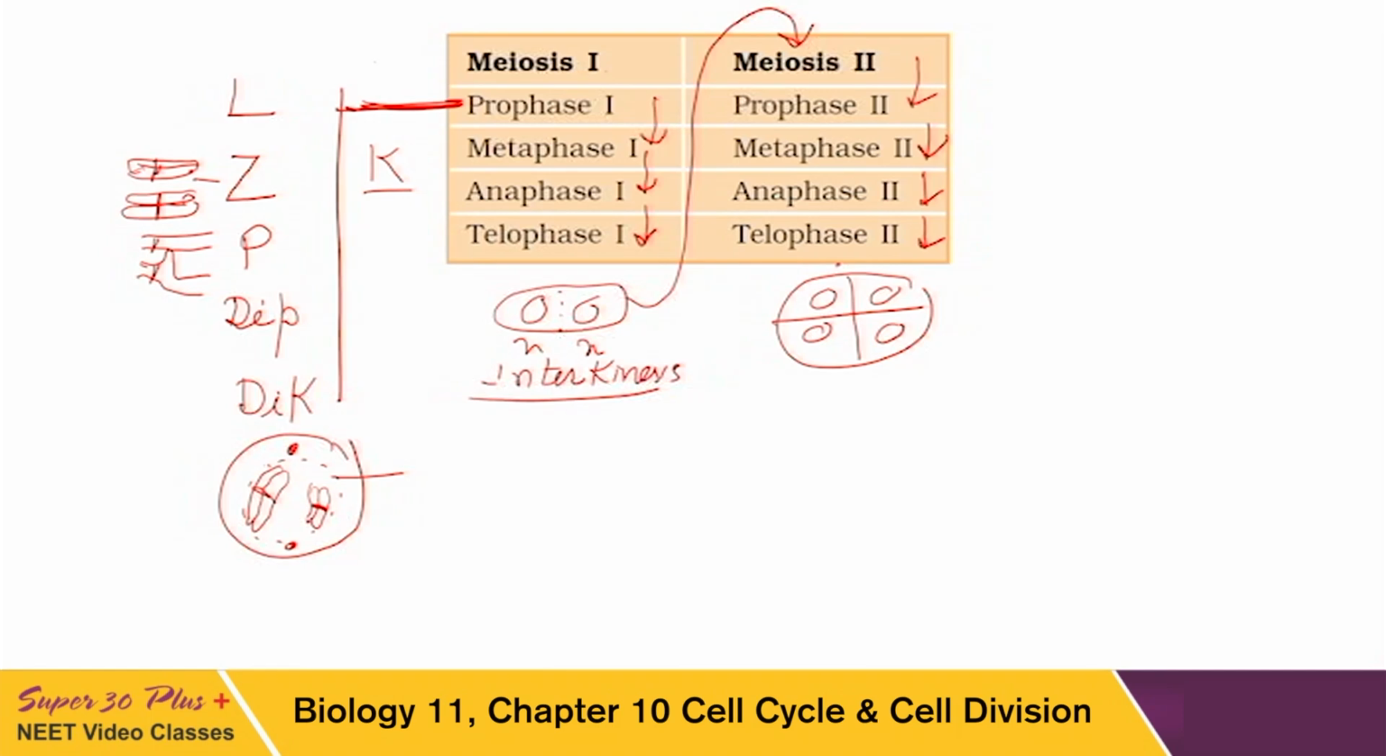Can you find out the sequence? Meiosis first, prophase first: leptotene, followed by zygotene, followed by pachytene, then diplotene, and then diakinesis. What will come after diakinesis? The cell has to enter into metaphase first, anaphase first, telophase first. That is the proper sequence. Is it right? Any doubt? Such questions have come many times. You have to follow the sequence.